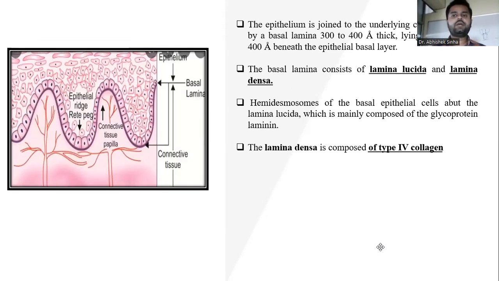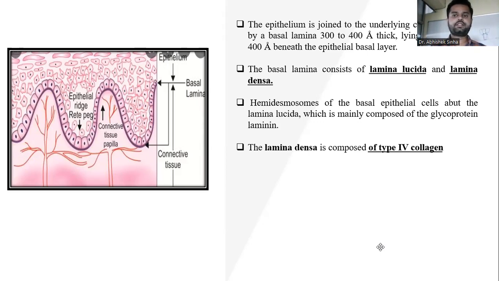Now, epithelium is joined again. So with this, we are coming towards connective tissue now. We have almost completed epithelium. Epithelium is joined to the underlying connective tissue by a basal lamina, which is 300 to 400 angstrom thick. Okay. Directly after epithelium, you do not have connective tissue. There's a basal lamina in between the connective tissue and the epithelium.